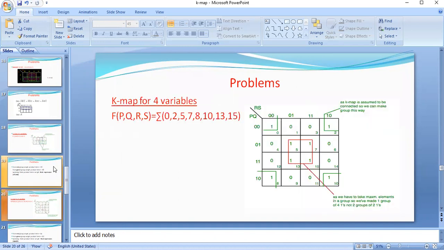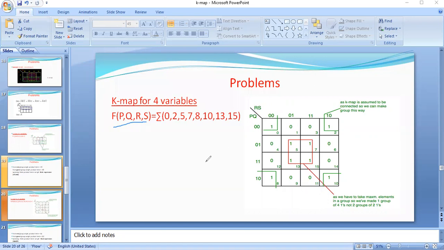Next, a 4 variable K-map. I'm taking examples. The previous examples we discussed were all SOP method of simplification. For the 4 variable K-map, here I'm taking 4 variables P, Q, R, S, in order.